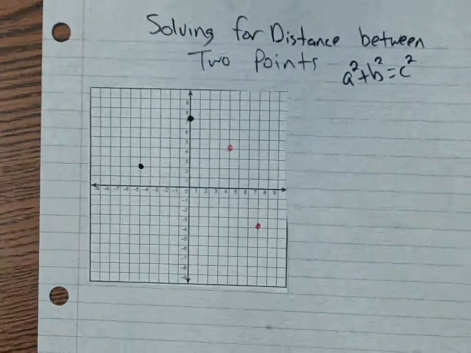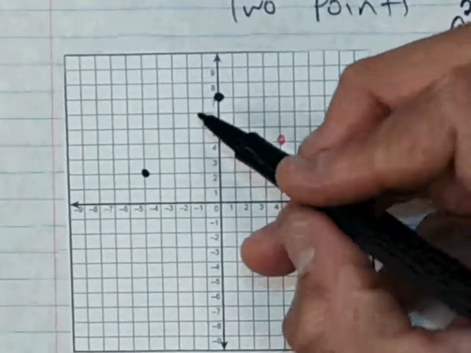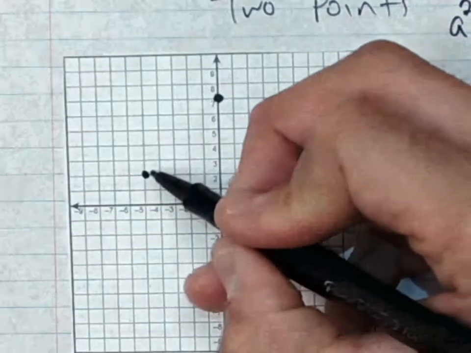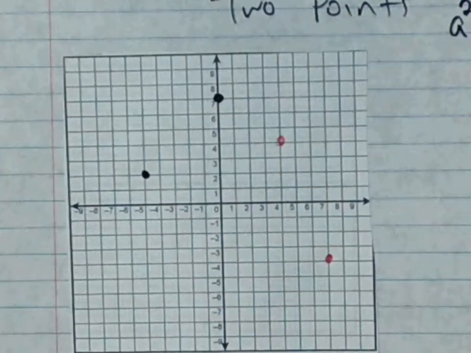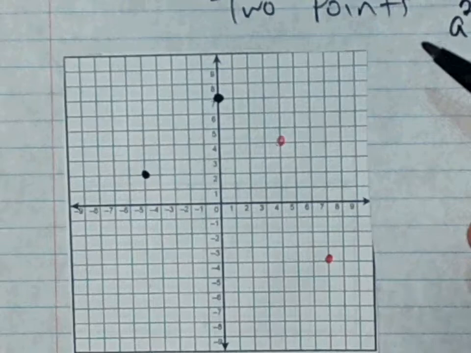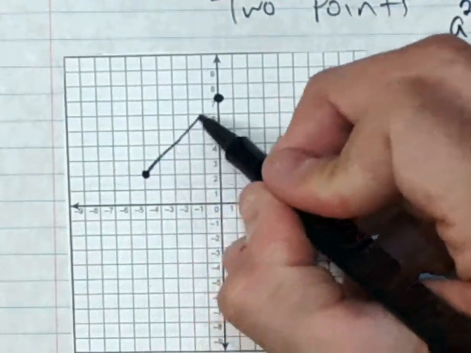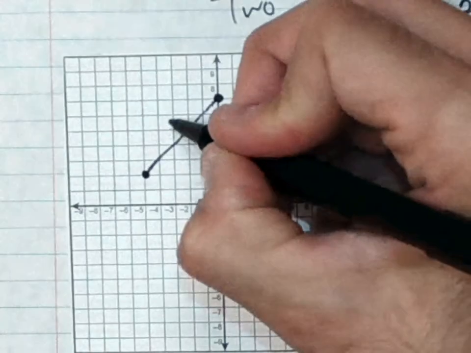So let me zoom into our coordinate plane. Let's focus on the 2 black points. I've got these 2 points and I'd like to determine the distance. Now I can't just start counting diagonally to determine their distance because that's not going to give me an accurate measurement. So I'm going to use the Pythagorean theorem. Even though I don't have a triangle, you could create one. So first I'm going to connect my 2 points. That's going to be my hypotenuse. That's going to be my C.